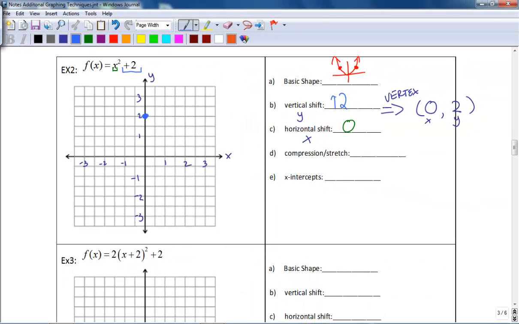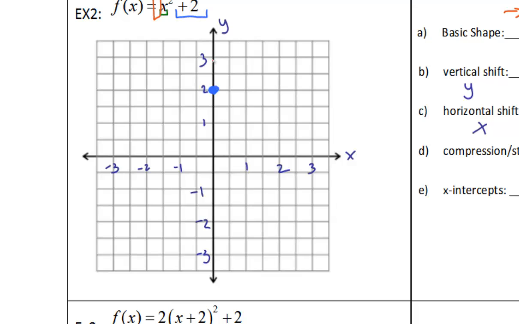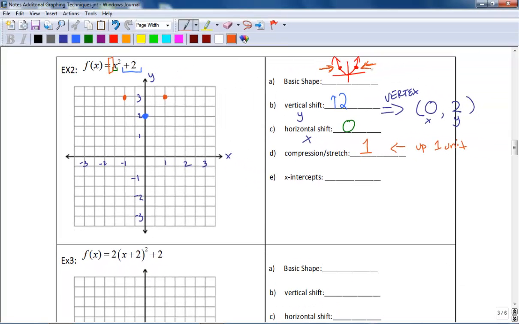Then I need to look at the compression stretch, the number I'm multiplying to the function. Well, am I multiplying something out there? No, I'm not. So I can always write 1 because you can always multiply a function by 1. Then I have to use this number to find my key points. Remember, your key points for your square are in the same y direction. And since this is a positive 1, this means I need to go up 1 unit. So from the vertex, I go up 1 unit and then left 1, up 1 unit, and then right 1. And again, it's left and right because the key points for my function of x squared go left and right.